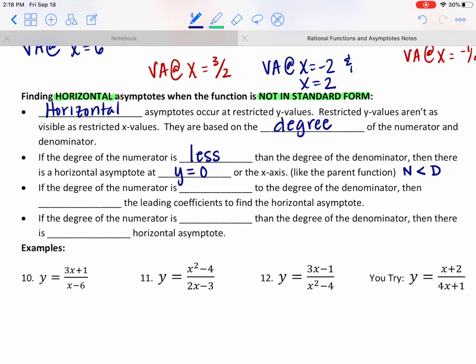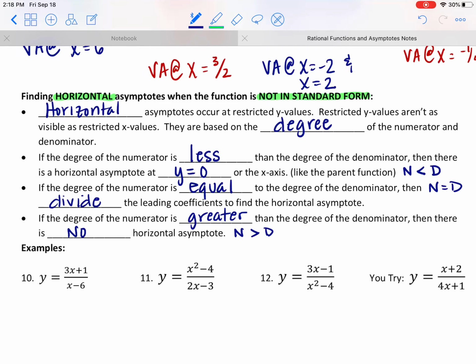Okay? Now if the degree of the numerator is equal to the degree of the denominator, so the numerator and denominator have equal degrees, then we're going to divide our leading coefficients to see where our horizontal asymptote will occur. And then the last case would be the degree of the numerator is greater than the degree of the denominator. When this happens, there is no horizontal asymptote. So when the numerator degree is bigger than the denominator, then no horizontal asymptote is going to occur.